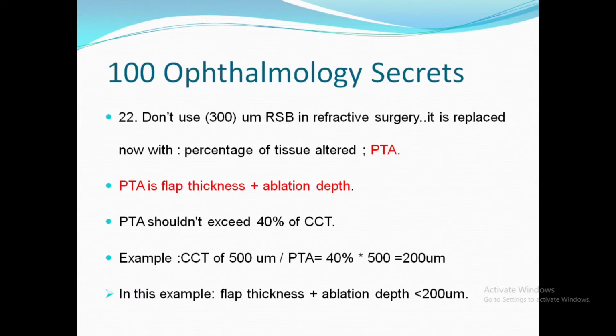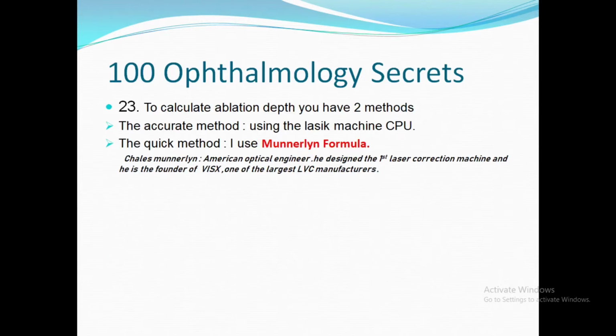So if I know my intended flap thickness, how to know the ablation depth? To calculate ablation depth, you have two methods. The accurate method, using the laser machine computer or simulator, or the quick method if you are in your office and you want a rough estimate about the ablation of this patient. I use Munnerlyn formula. Munnerlyn is an American optical engineer. He designed the first laser correction machine, and he's the founder of VISX, one of the largest laser vision correction manufacturers.